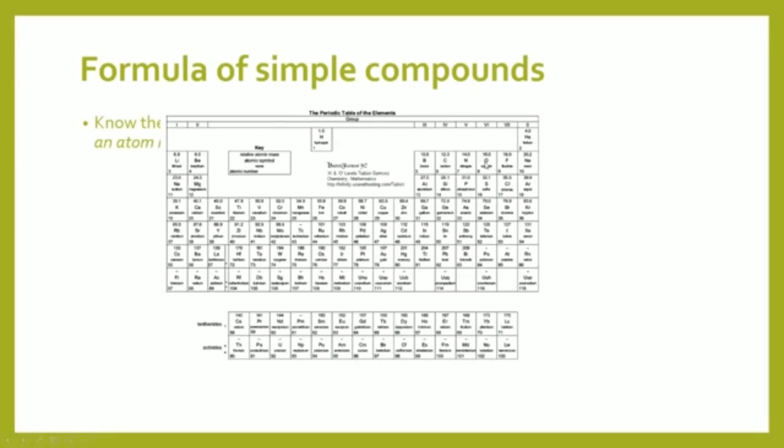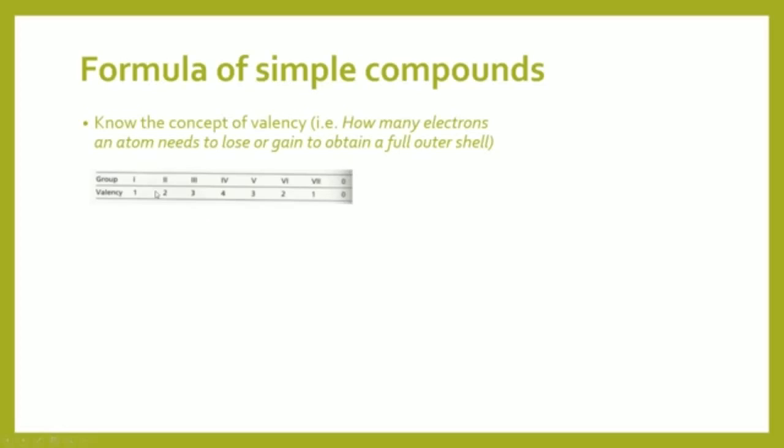For oxygen, for example, it's in group 6, so it needs 2 extra electrons. When it gains those 2 electrons, it's going to have a charge of -2. This will become a bit easier for you as you progress through the course. But anyway, what you need to understand is mainly the concept of valency, right?